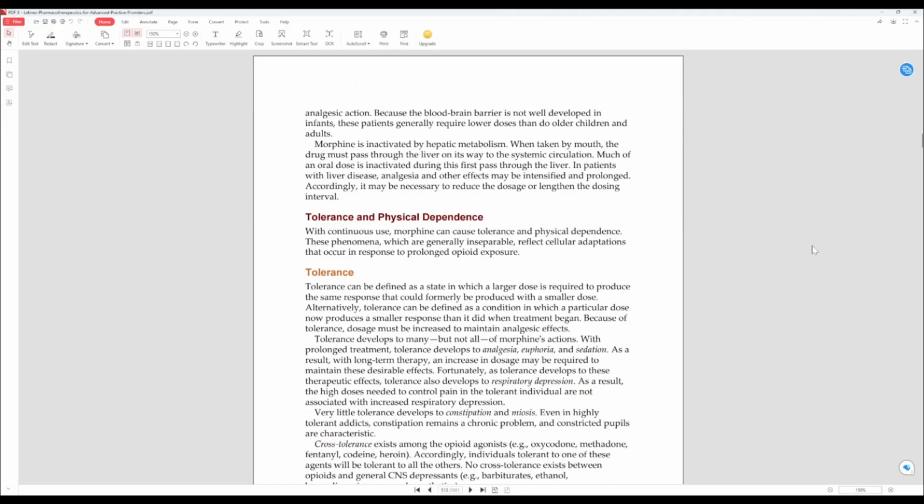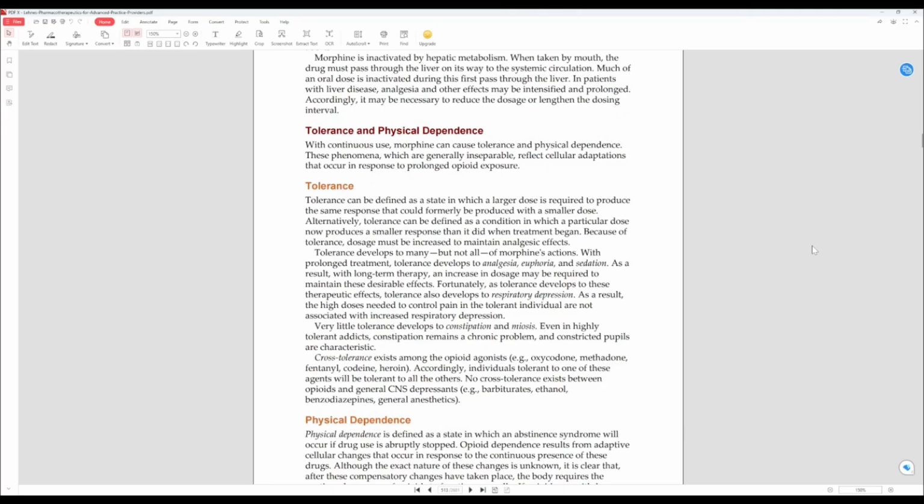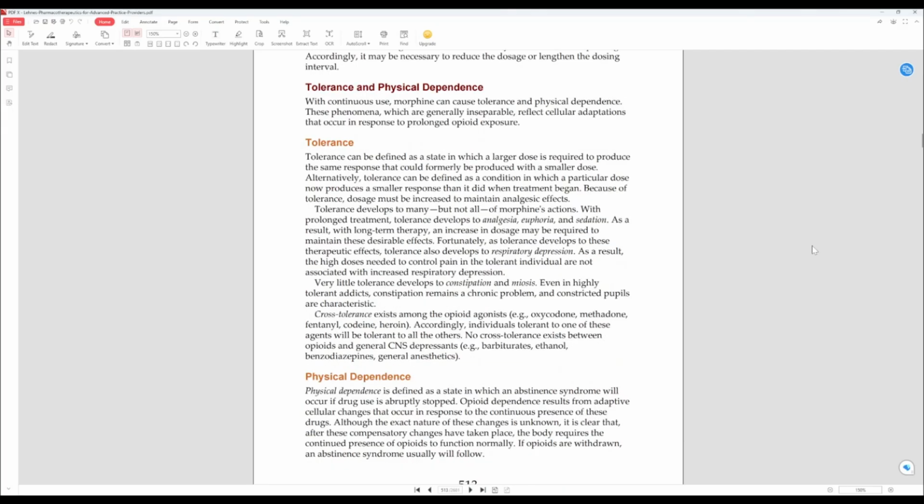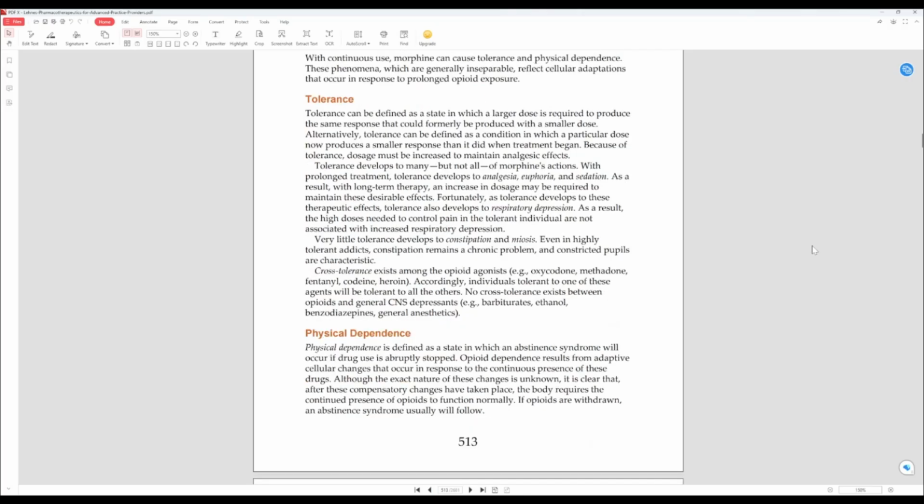Which brings us to tolerance and physical dependence. With continuous use, morphine can cause tolerance and physical dependence. These phenomena, which are generally inseparable, reflect cellular adaptations that occur in response to prolonged opioid exposure. So let's touch on tolerance specifically. Tolerance can be defined as a state in which a larger dose is required to produce the same response that could formerly be produced with a smaller dose.